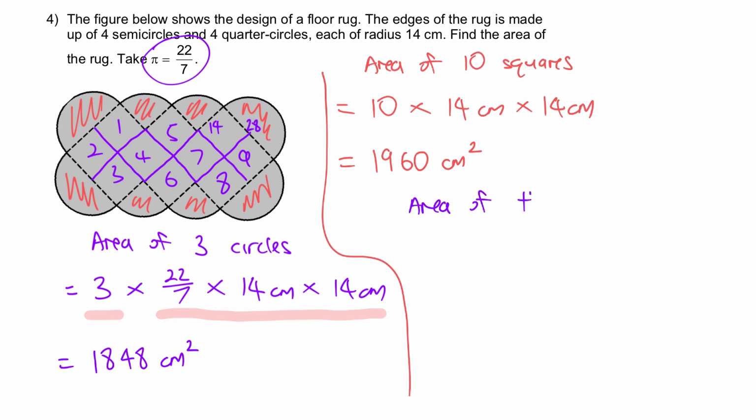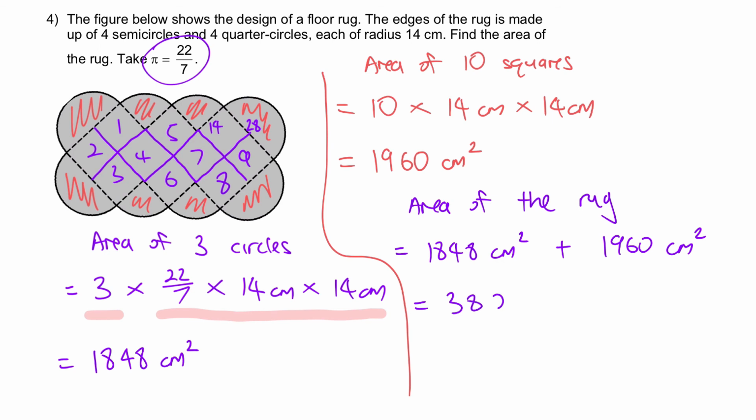Finally, the total area of the rug, that is 1848 plus 1960, which is 3808 cm square.